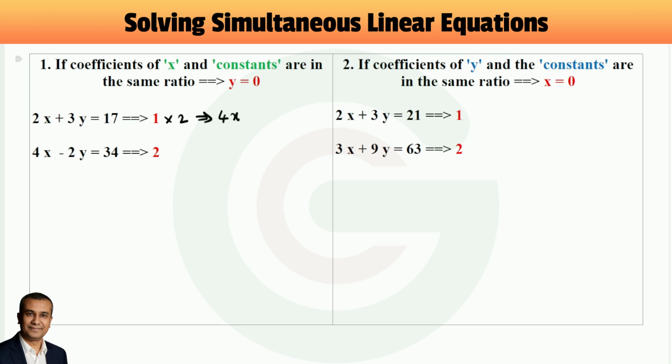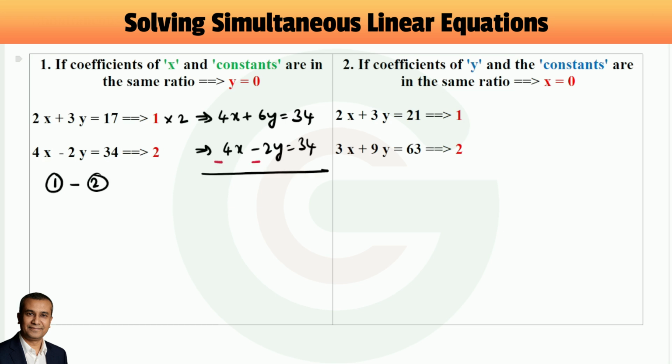2 into 2 4x plus 2 3s are 6, 6y equal to 34. And the second equation will be as it is, 4x minus 2y equals 34. So if I subtract second equation from first, 1 minus 2, then this becomes minus, this becomes plus, and this becomes minus. So here you can observe that this 4x and minus 4x gets eliminated, and the right hand side, that plus 34 and minus 34, they also get eliminated. So what happens here? 6 plus 2 is 8y is equal to 0. So obviously I am getting y is equal to 0.